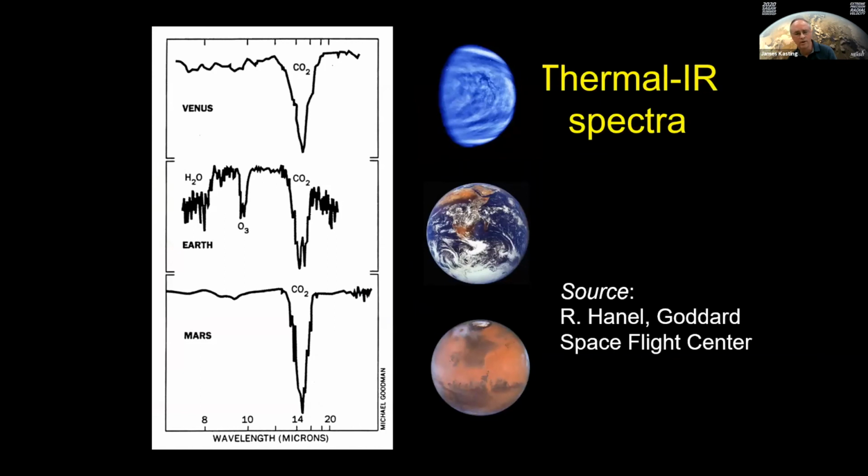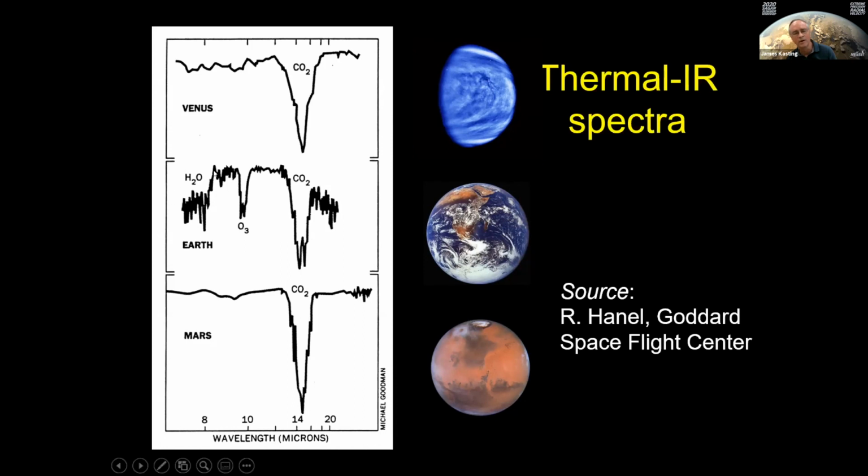This is, again, a very old figure. I think Chaz may have showed this back in TPF times. These are medium resolution thermal infrared spectra of Venus, Earth, and Mars in our own solar system. For Venus and Mars, you just see this very deep, strong 15 micron band of CO2. For Earth, you can see that same CO2 band, but you also see these water bands.